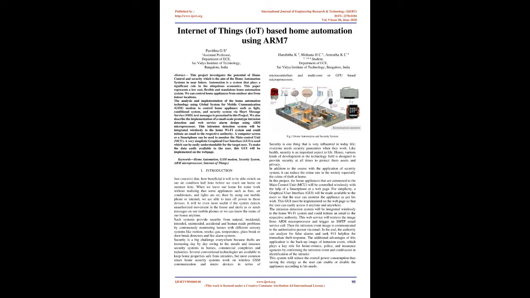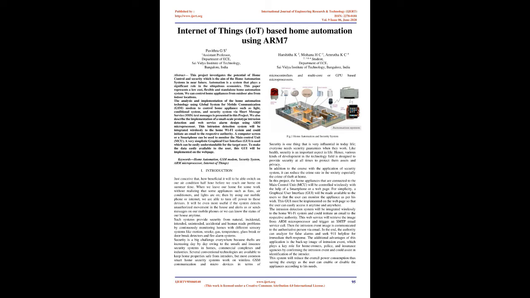I. Introduction. Just imagine how beneficial it would be to be able to switch on our air conditioner half an hour before we reach our home in summertime. When we leave our home for some work without realizing that some appliances such as fans, air conditioners, and lights are on, then by using our mobile phone or internet, we are able to turn off power to those devices.